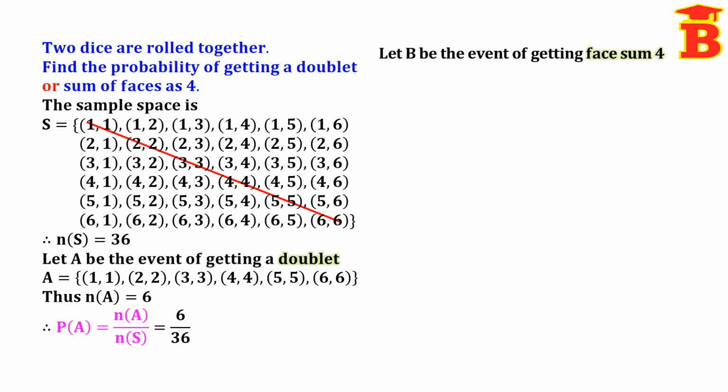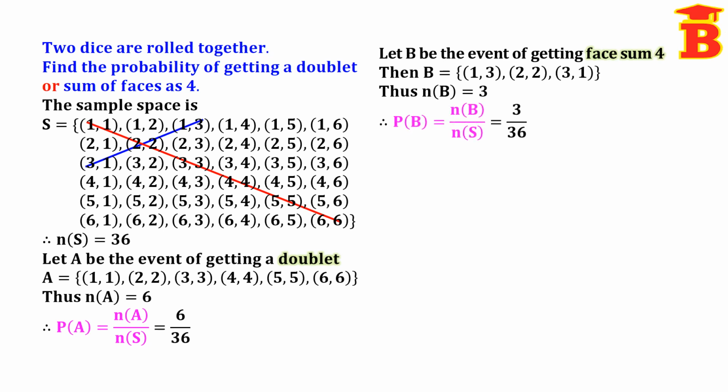Take the next event B. Here the other event is sum of the faces as 4. So let B be the event of getting face sum 4. So we have the elements 1, 3, 2, 2, 3, 1. So these are the elements in which we have the total 4. So take and write the elements and count and write n of B equal to 3. Using formula P of B equal to n of B divided by n of S, that is equal to 3 divided by 36.